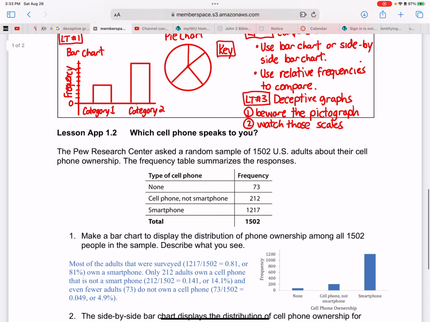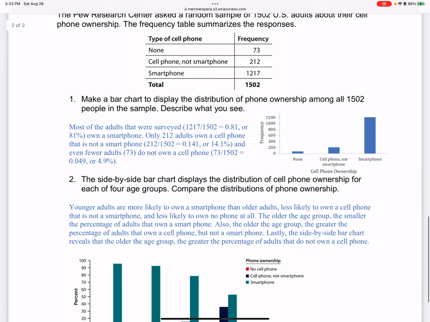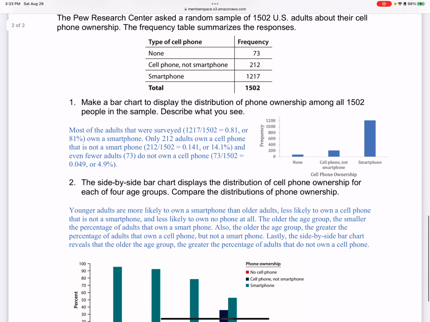Okay, let's go ahead and look at the check for understanding. This one just wants you to look at this data and describe what you see. You can just say most of the adults surveyed, 81%, own a smartphone, and we saw 212 adults own a cell phone that's not a smartphone, which is 14.1%, and even fewer adults do not own a cell phone, which is about 4.9%.